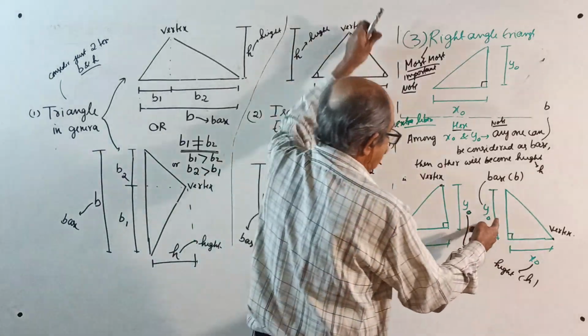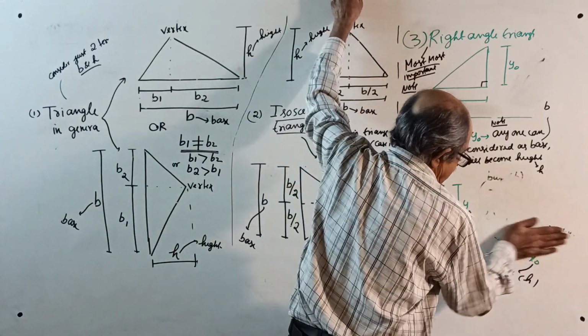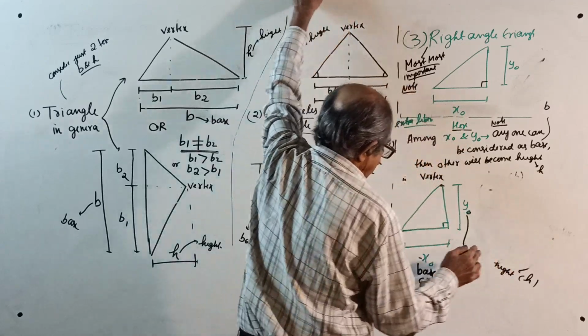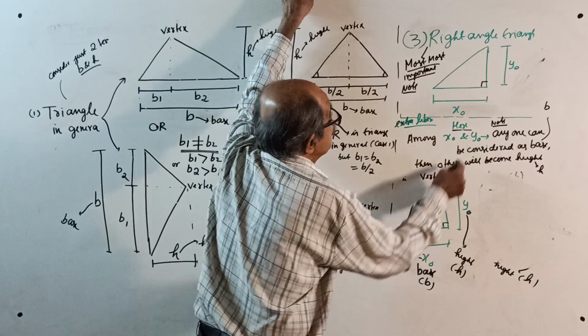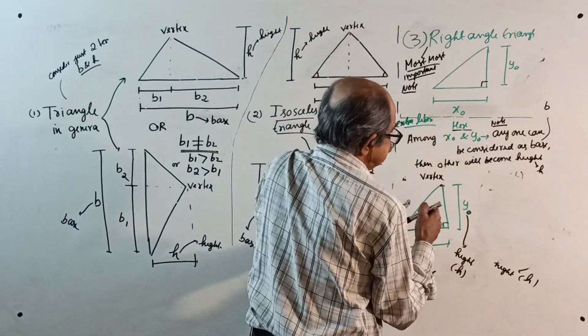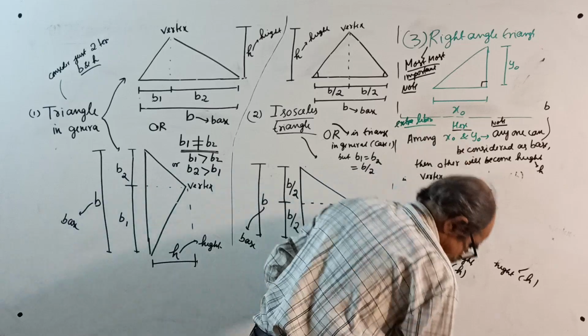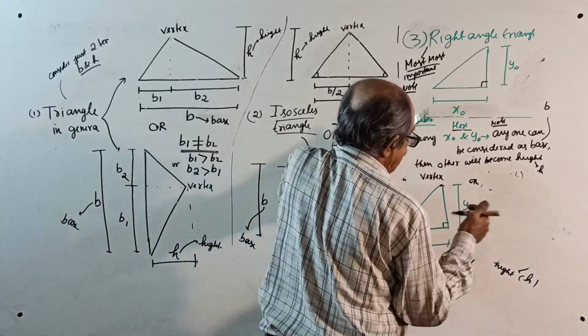Oh, the diagram is interchanged there. I should change it. Okay, done. See here. You can take x0 as the base, then y0 becomes height. Or, I should have marked it the same way, so I turn the sketch. Okay, no problem.